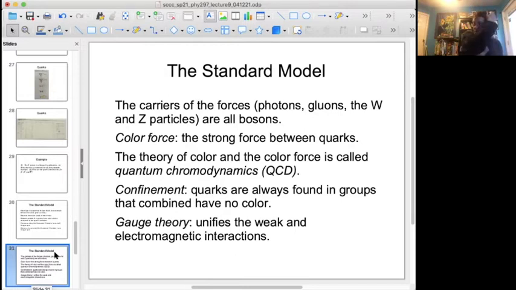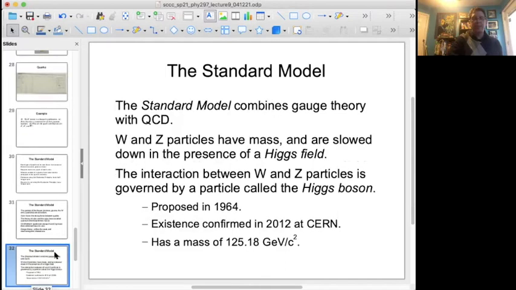And so quarks are always found in groups that combined have no color. So if you have three different colors, then there's no color in particular. If you have one color paired with an anticolor, you have no color in particular. And so basically that's what that means. So the standard model combines gauge theory with quantum chromodynamics. So you have a theory that combines the strong, the weak, and the electromagnetic forces.